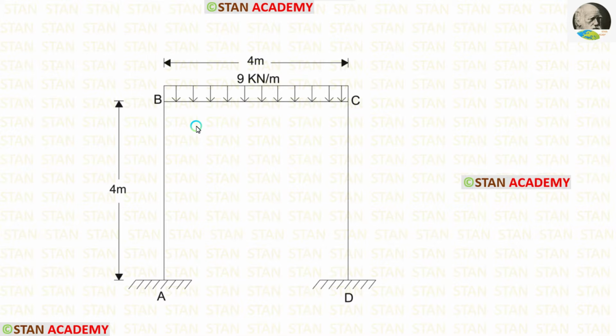In the columns, there are no loads. In the beam BC, there is uniformly distributed load 9 kN per meter. It is acting for the full span. The height of the columns is 4 meter. Length of the beam is also 4 meter. This frame is a non-sway type frame because we have symmetrical loading and symmetrical dimensions.